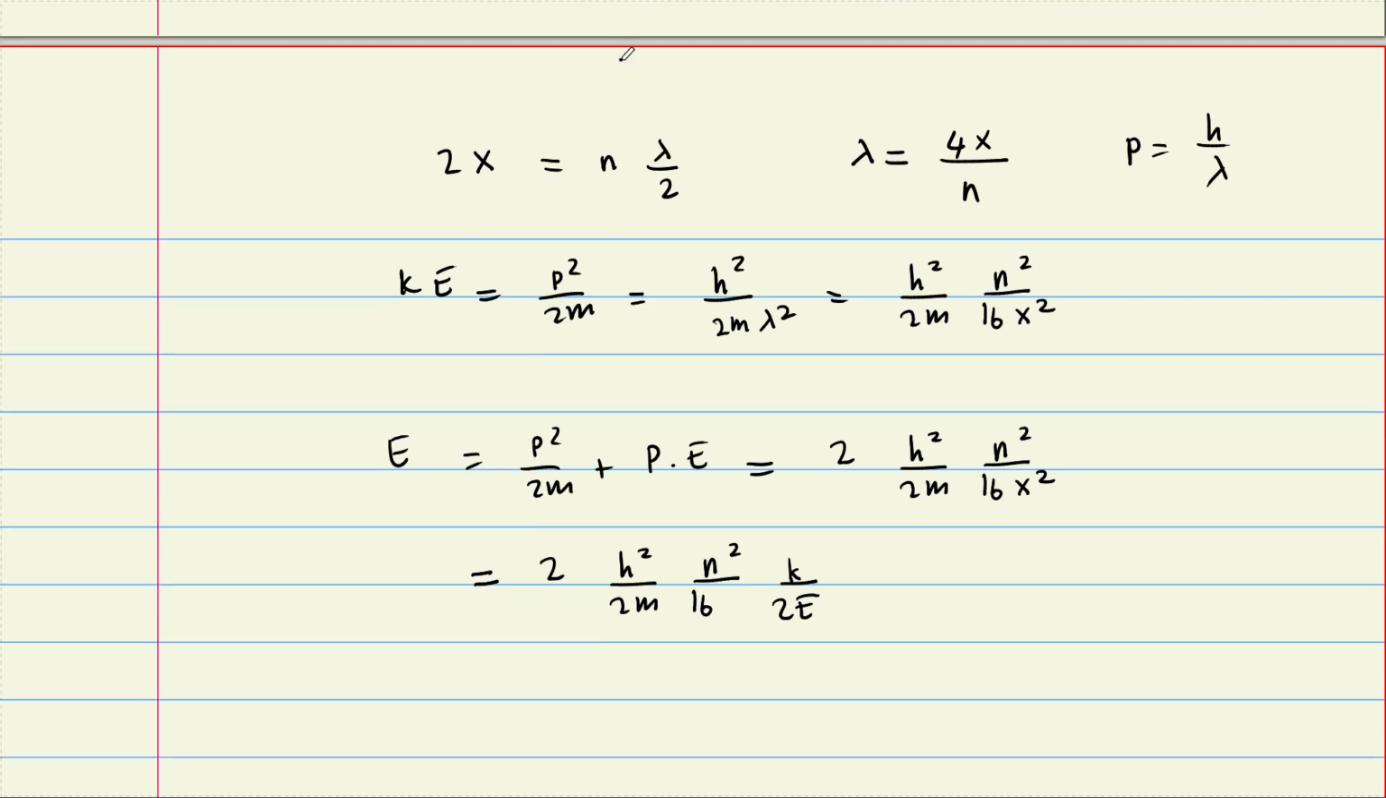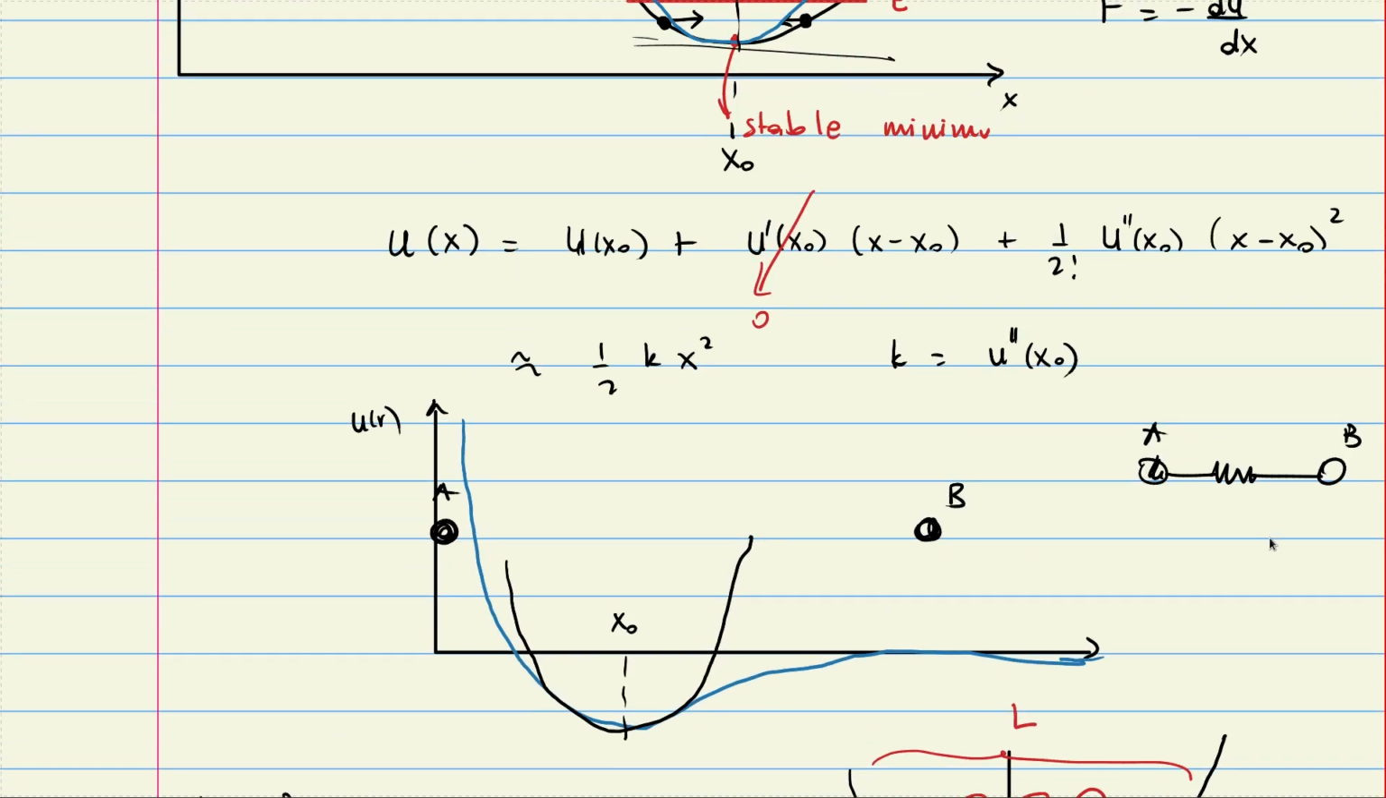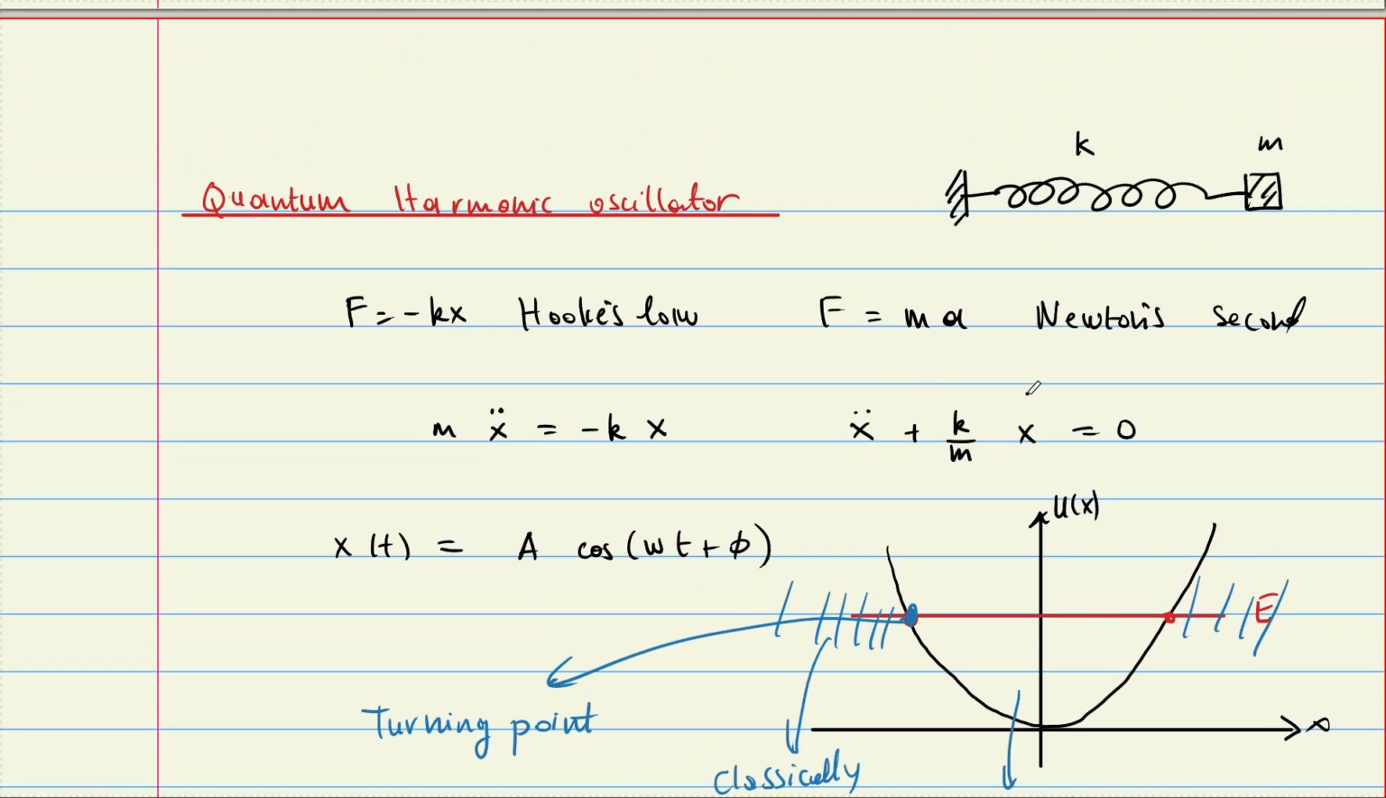This is an equation in terms of E, so then E squared is equal to h squared over 32m, since I got h squared, I got 2m, times k, times n squared. So E is going to be equal to h over 32 times the root of k over m. Okay, k over m is going to be my omega, right? So this is this one.